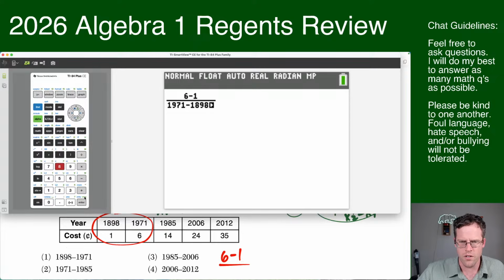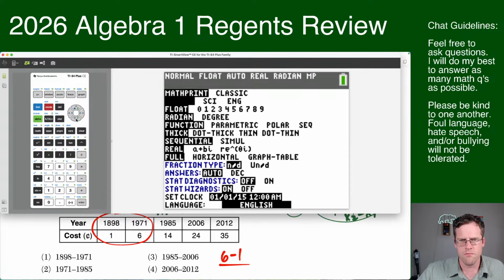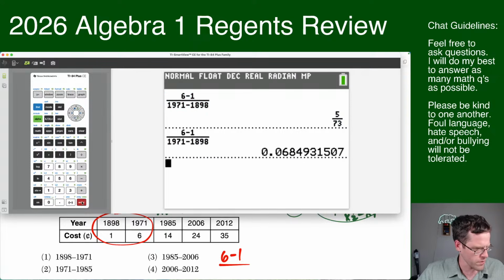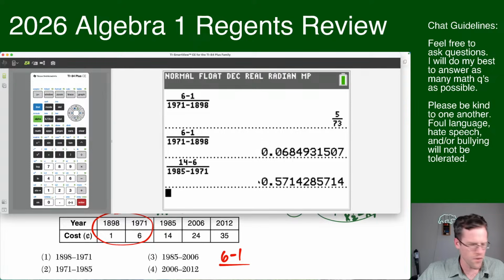Okay, so that would be for choice 1. Oh, hang on, do mode and then go to decimal because I don't feel like thinking in fractions. So I'll do this again. So we get this amount here. And then for the next one, I would do fraction and then 14 minus 6 divided by 1985 minus 1971. So that's for choice 2. And we get this. So far, this is already a bigger increase than this.